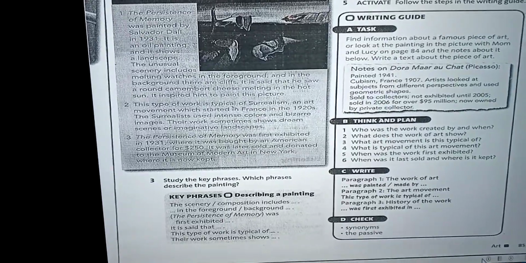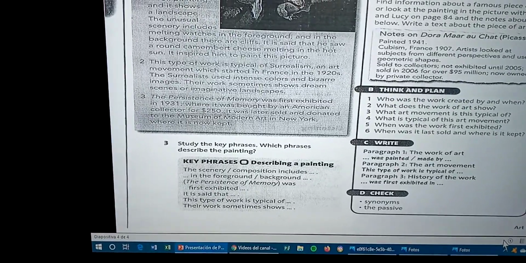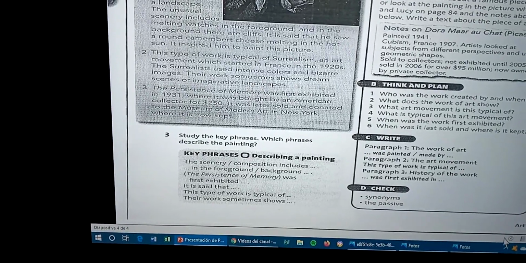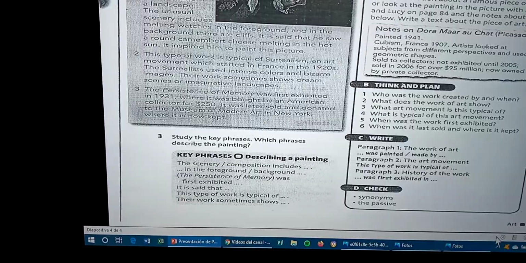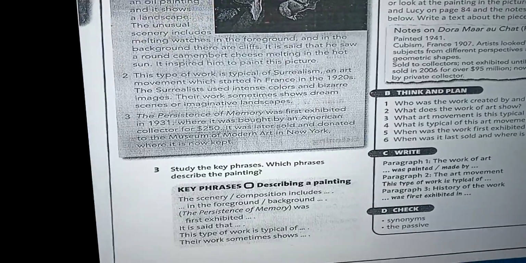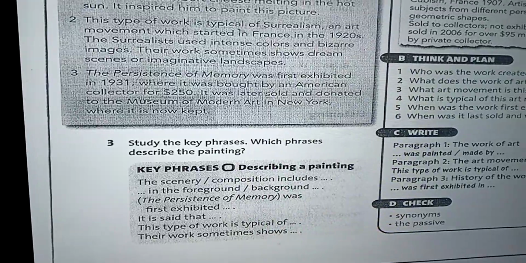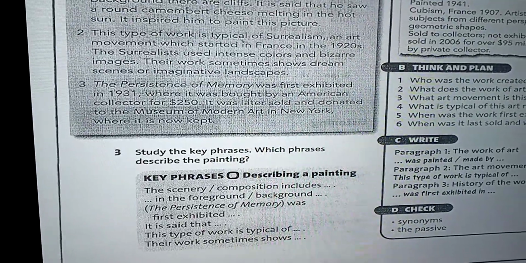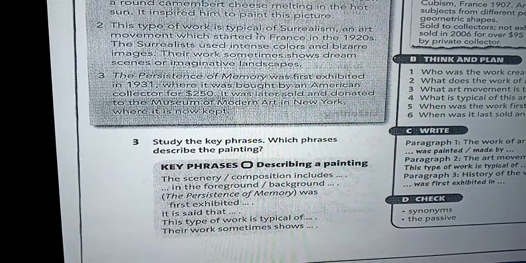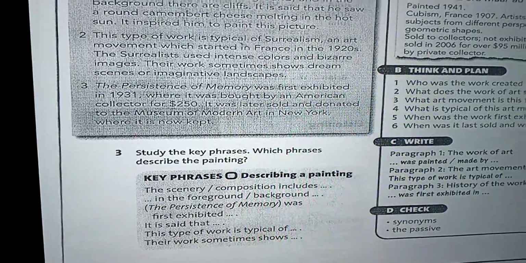Okay, let's see activity number 3. Study the key phrases, which the first case is describe the painting. You need to describe this painting. Okay, the scenery composition includes. Next, in the foreground, background. Next, The Persistence of Memory was. And first exhibited. Next, it is said that. Next, this type of work is typical of. Next, their work sometimes shows.